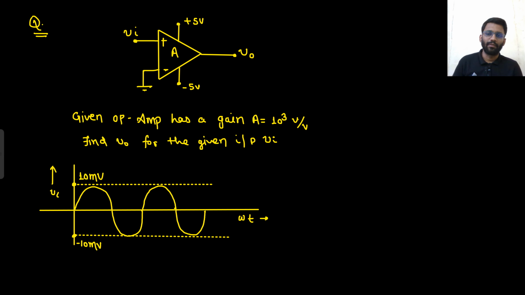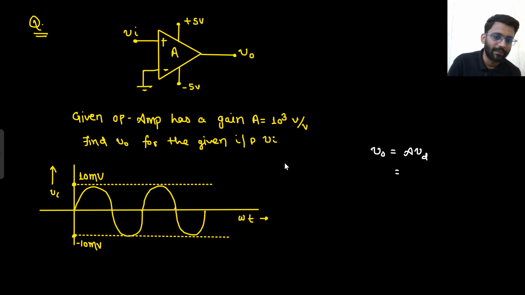Now we will see this question. Now the OpAmp gain is 10 to the power 3. The gain of the OpAmp is finite, so the OpAmp is not ideal this time. So what will be your output now? V0 is A into Vd. Forget about saturation voltage and all those things.